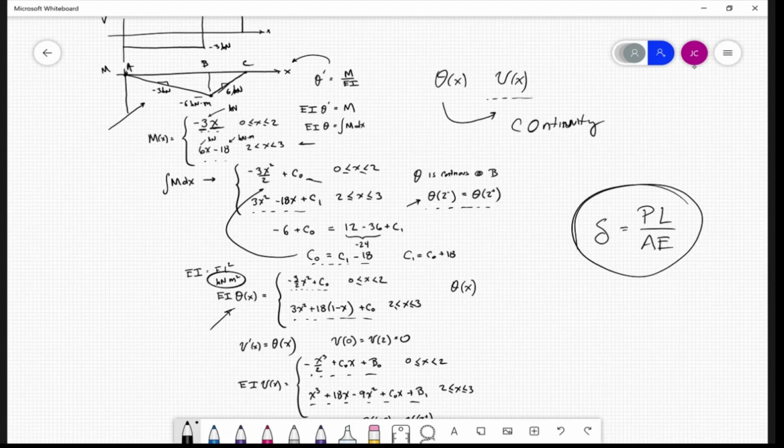As a result of that, people have gone about and computed beam deflections for some general cases, right?